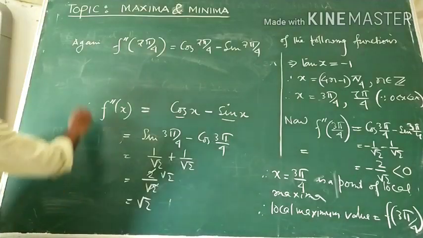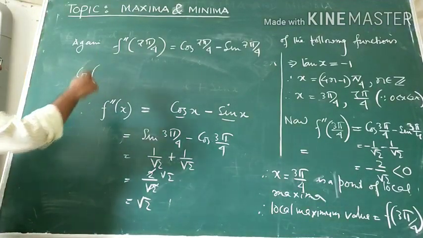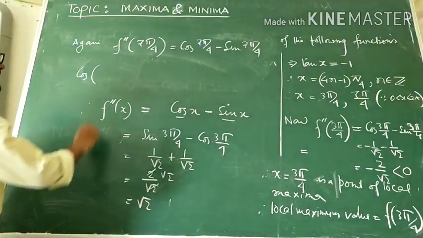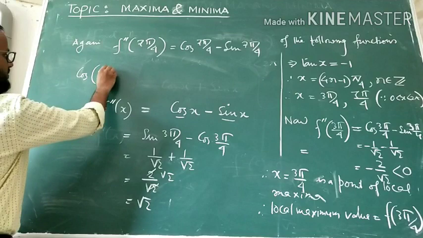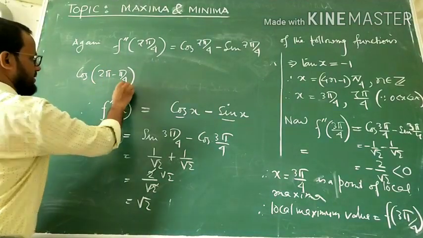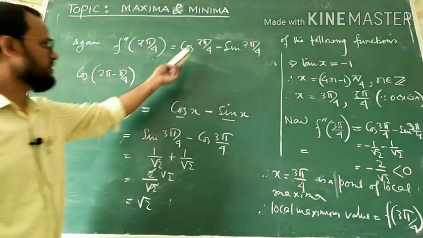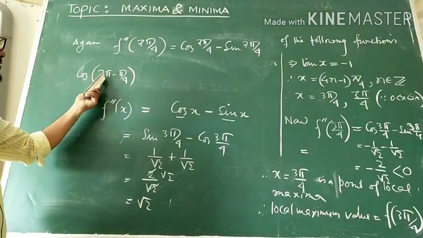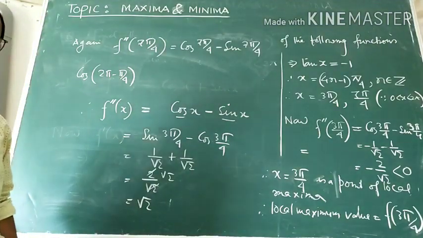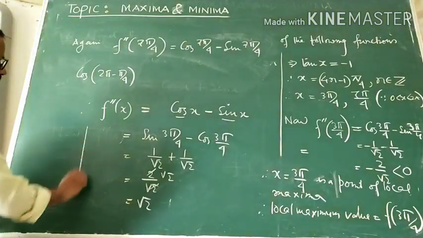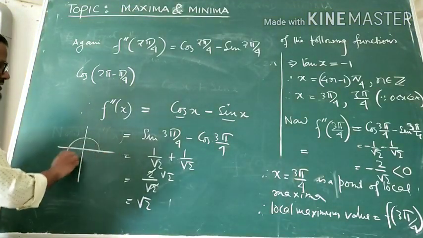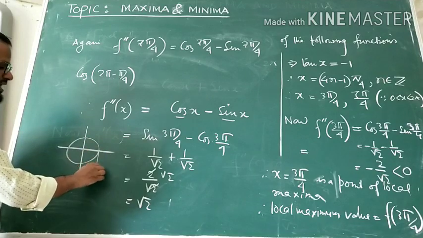What is cos 7 pi by 4? Check this. 7 pi by 4 can be written as 2 pi minus pi by 4, because 4 times 2 is 8, minus 1, that is 7 pi. So it can be written as 2 pi minus pi by 4. 2 pi minus pi by 4 lies in which quadrant?